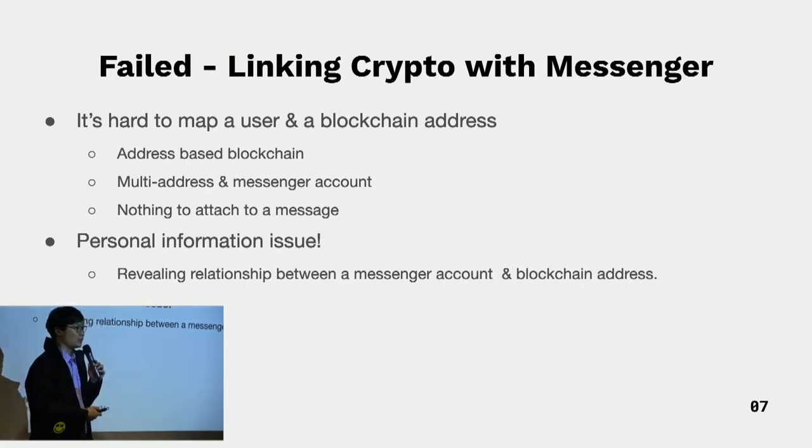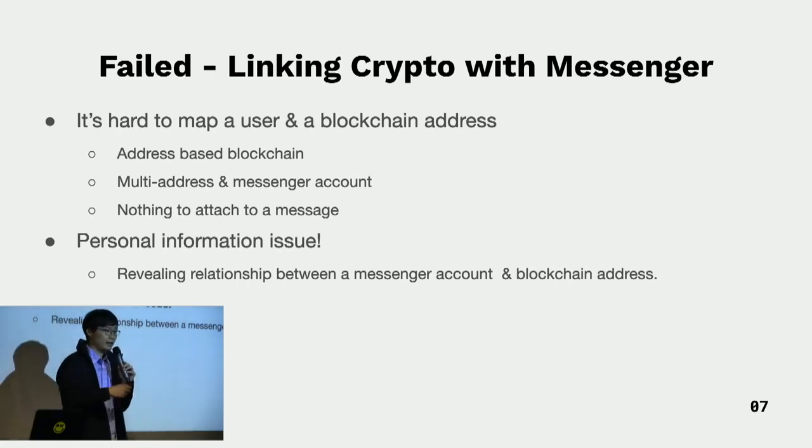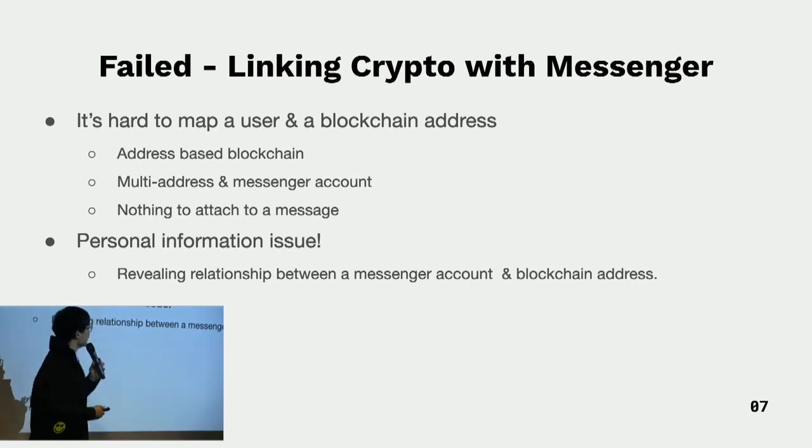And especially on the receiver side, I have, for example, 10 accounts. I'd like to receive from this person at address B, the second address, and from these other people I'd like to get the ether at the third address. It's not possible, because only the sender decides everything.